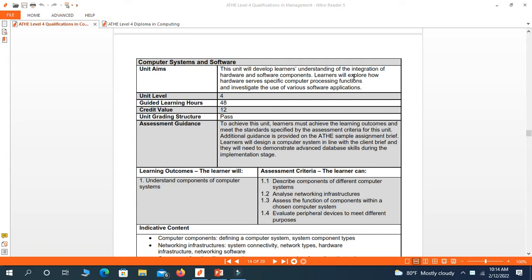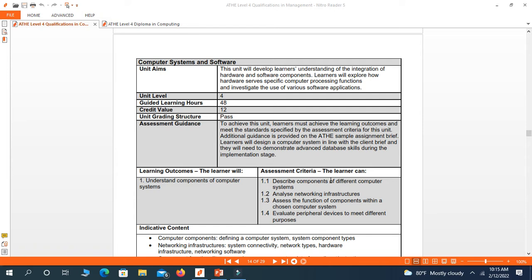To be exact, we are going to cover the first learning outcome in today's session. So without talking further, let's get into the video. The first learning outcome that we are going to cover in today's session is this one. We have to understand the components of a computer system. So what are the assessment criteria? These are my assessment criteria.